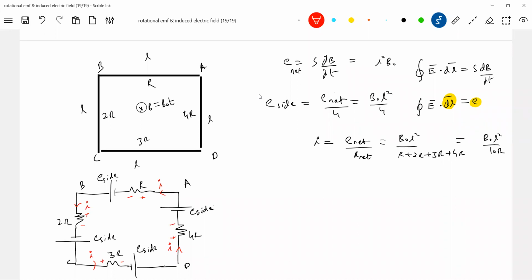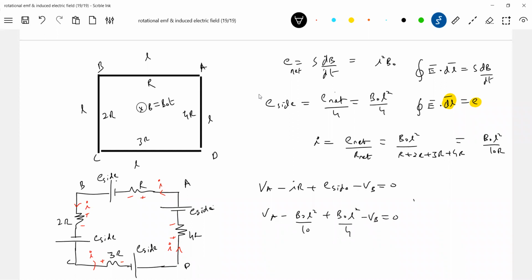Okay, let's write the potential difference VAB. VA minus IR plus E of the side minus VB equals 0. What is I into R? I into R should be B naught L square by 10. The net EMF induced in each side will be B naught L square by 4. Anybody, the value of VAB?